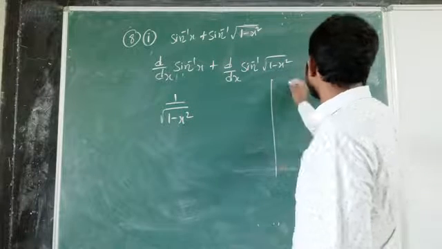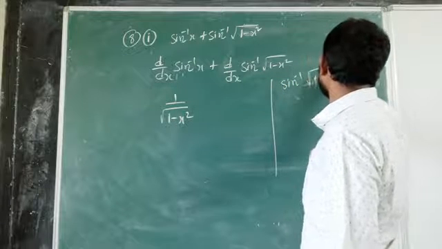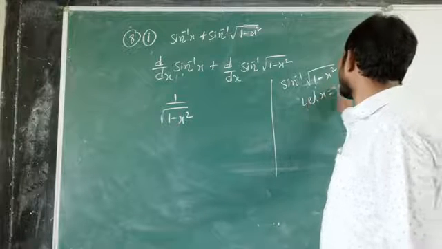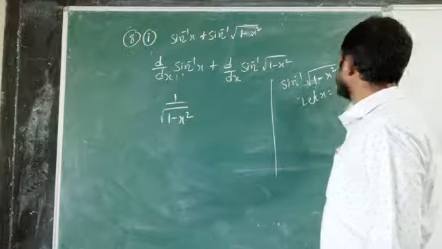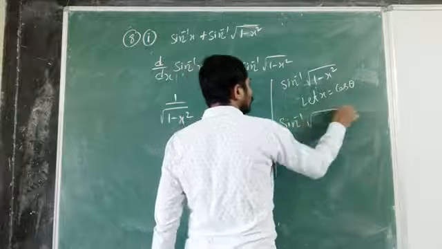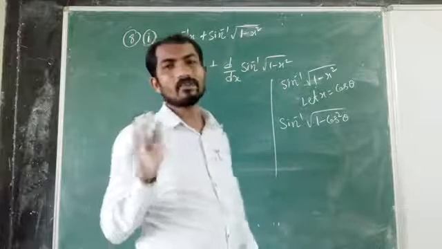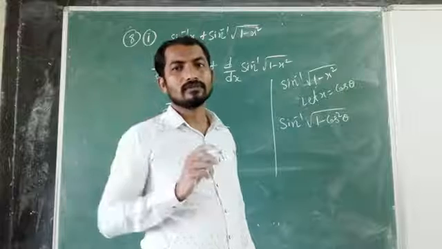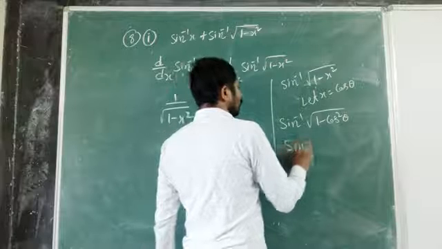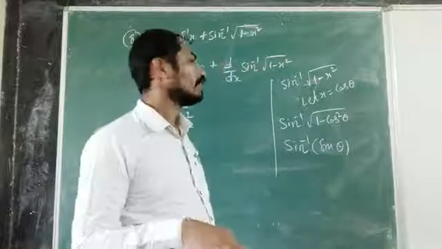I am solving separately. First I am simplifying sine inverse of root 1 minus x square. Substituting value, let x is equal to cos theta. Sine inverse of root 1 minus cos square theta. 1 minus cos square theta is equal to sine square theta. Root of sine square theta is equal to sin theta. Therefore, sin inverse of sin theta. Okay, it can be written as sin inverse of sin theta.